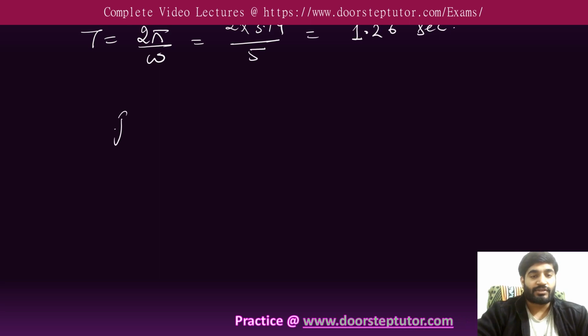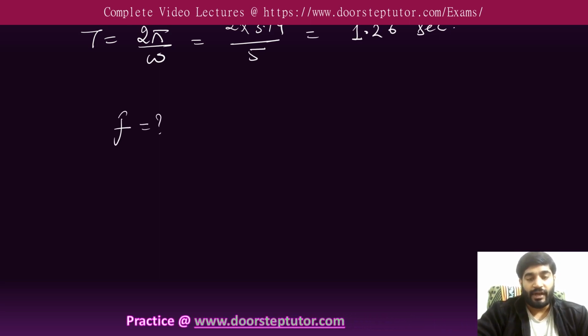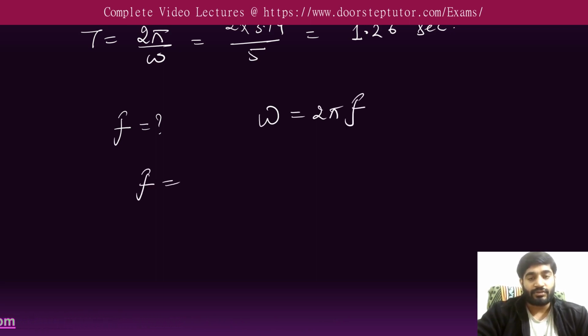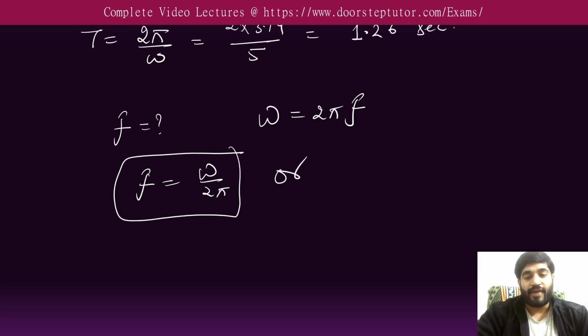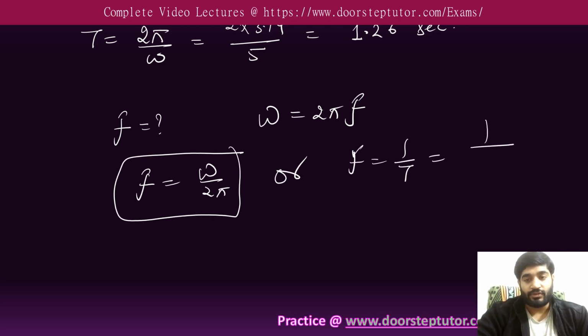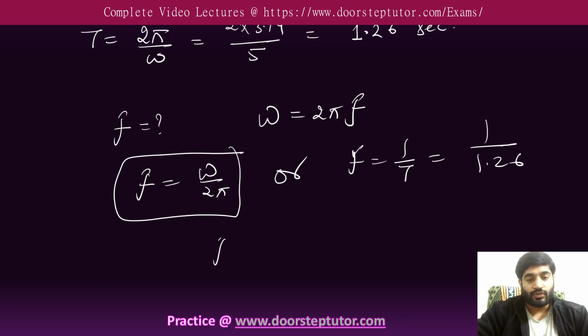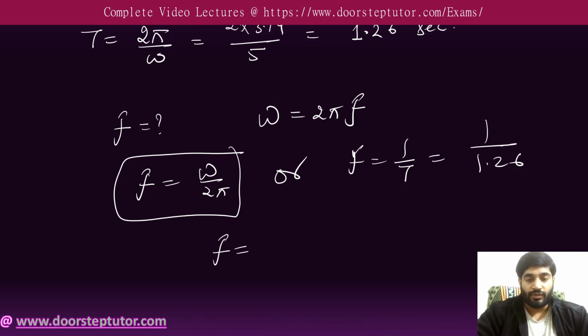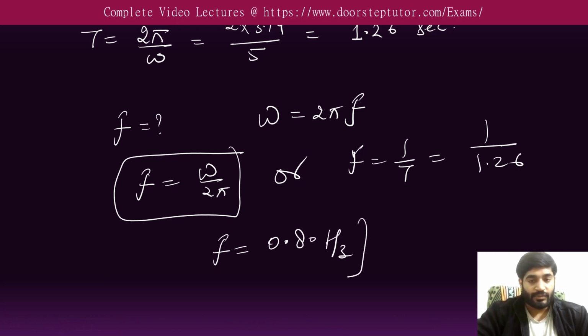But if someone asks you to find frequency, we know the relation omega equals 2 pi f, so from here can I easily calculate f equals omega over 2 pi. One concept is this, or if you have time period, you can simply say frequency equals 1 upon T, which equals 1 upon 1.26. So if you use either formula, your frequency will be 0.80. Now its unit is always hertz.